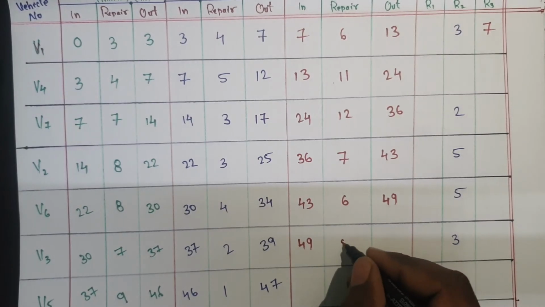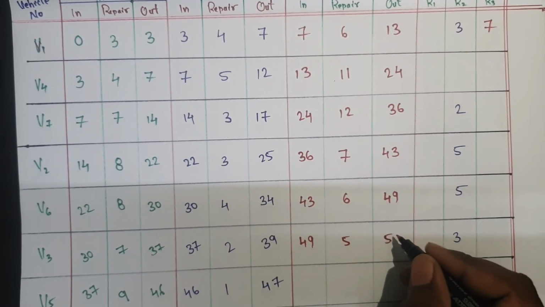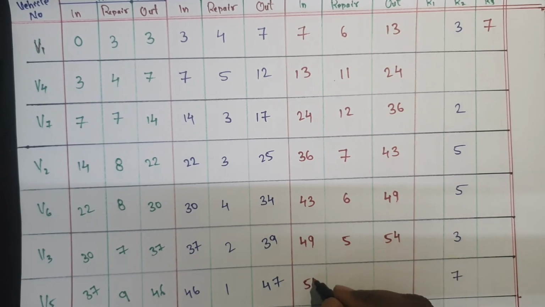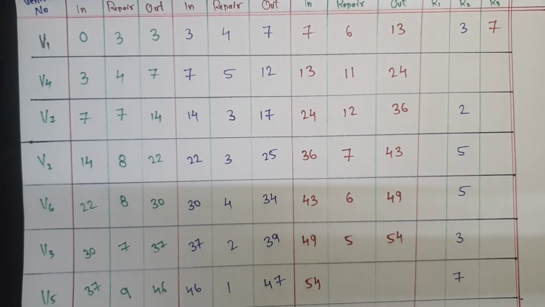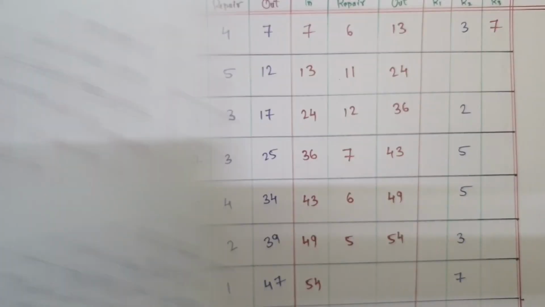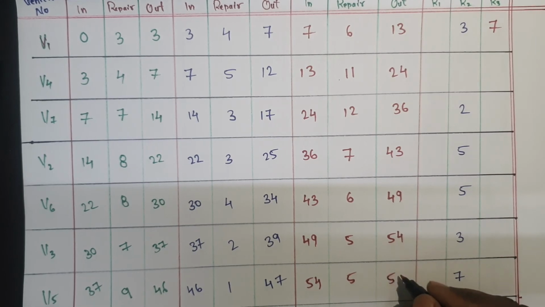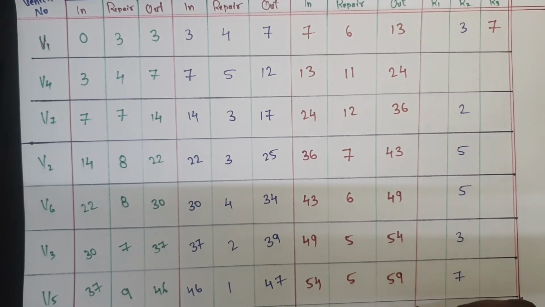After that, what is the value you are getting? V3. In V3, what is the value here? 5. So, here you are getting 54. So, 54 you can transfer here. So, here I am writing 54. Then V5. In V5, how much you are getting? 5. So, better to write 5 here. So, how much you are getting? 59. So, here idle time is this one only.